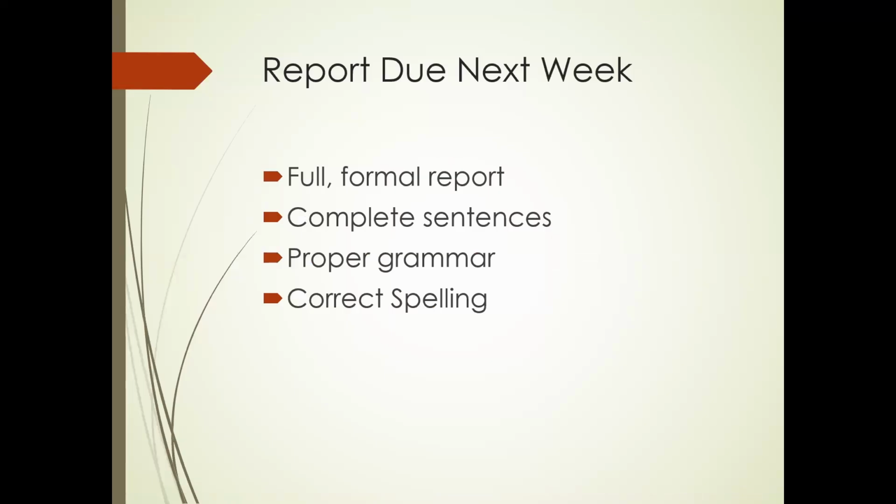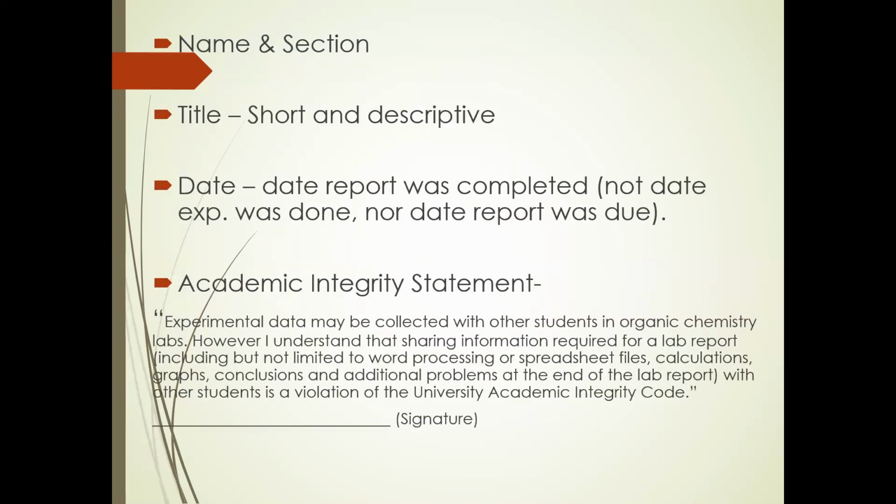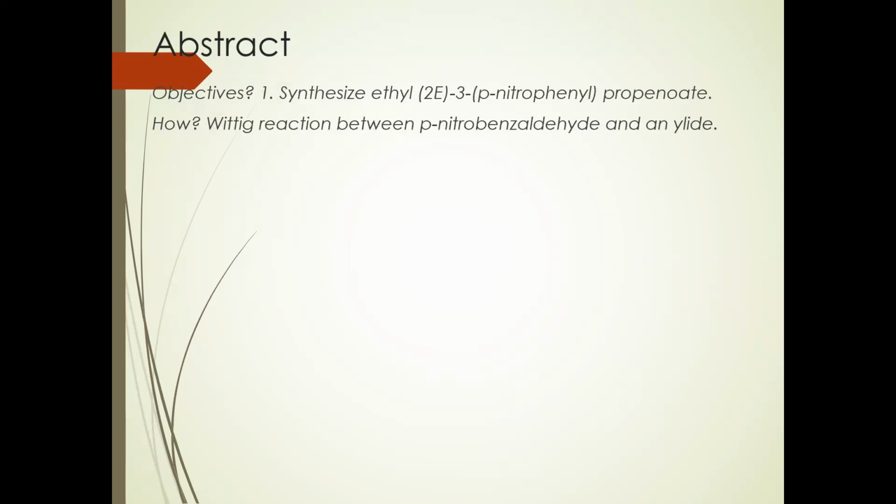This will be the full report, same guidelines as before, although this time we do have a discussion, which we did not have before. The name, date, section number, academic integrity statement, you need to have all of this. About the abstract, when you're writing that, think in terms of what your objectives are and how we are accomplishing them. For this one, one of our objectives is to synthesize the alkene.